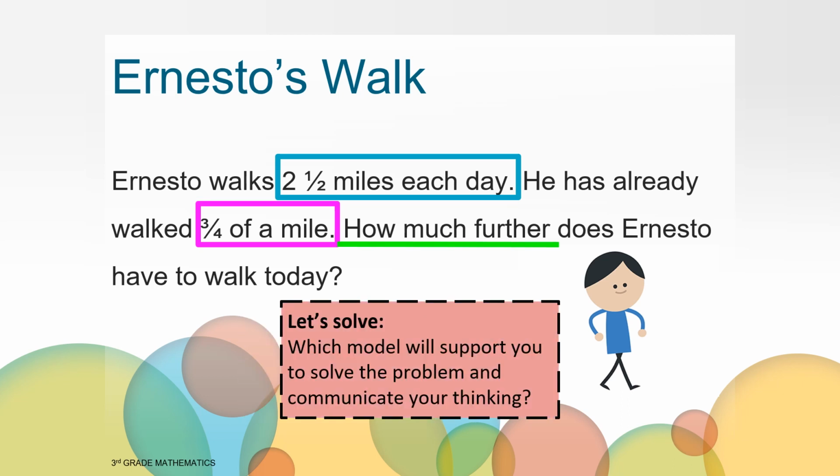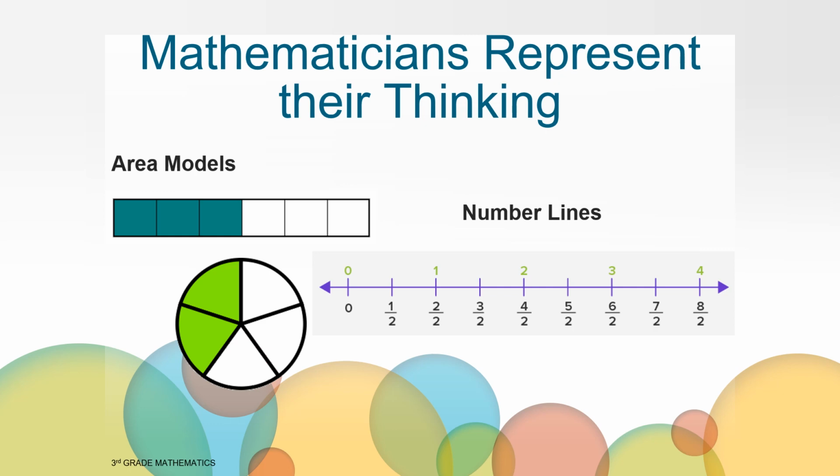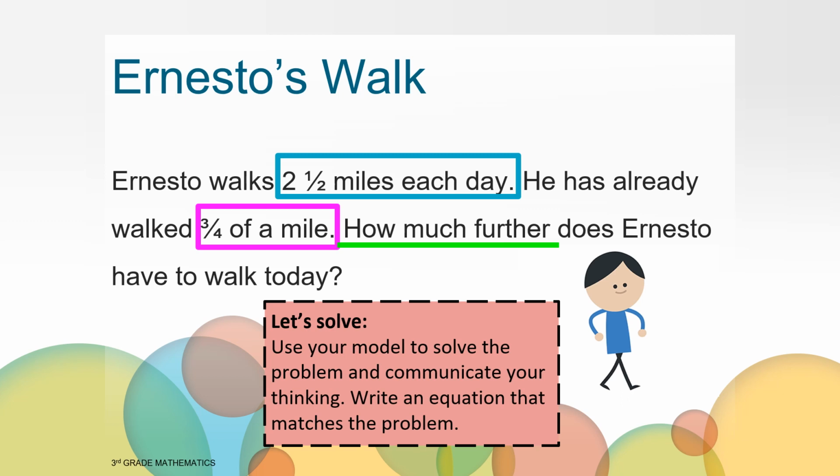Now take a moment to think about which representation might help you solve the problem and explain your thinking. Remember, these are a few of the models that we shared earlier. Which of these models might help you solve our walking problem? I will give you 1 minute to solve this problem using the model of your choice. Remember, write down the equation that goes with the problem.